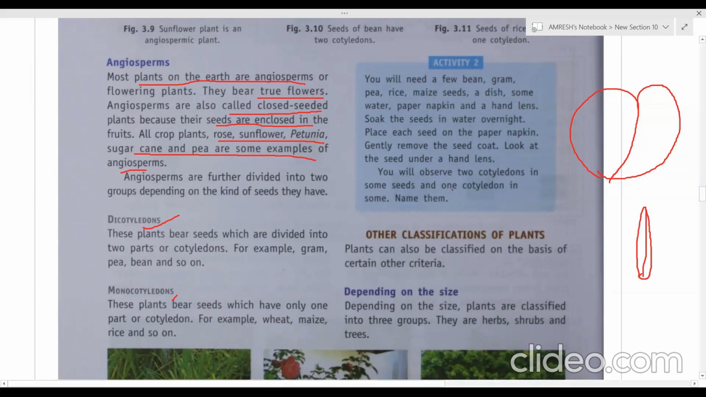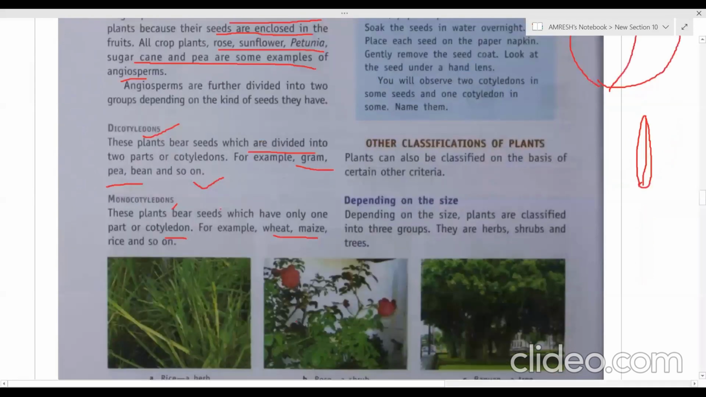So seeds with one cotyledon are called monocot. Seeds that bear two parts or cotyledons are called dicot. Examples of dicot are gram, pea and bean. Monocot examples are wheat, maize and rice. You will see maize, corn, only one part because it cannot be divided into two. Only one cotyledon is present.